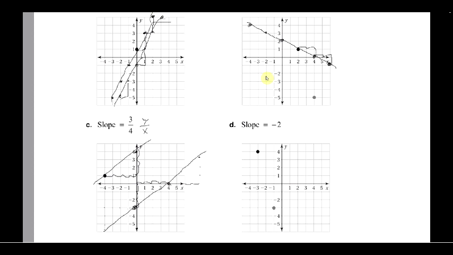And last one here is a slope of negative 2, or negative 2 over 1. Change in y of 2 for every change of 1 in x. Going down, so let's go over 1, then down 1, 2, because it's negative. Over 1, down 1, 2. And you can finish up the rest of this one.